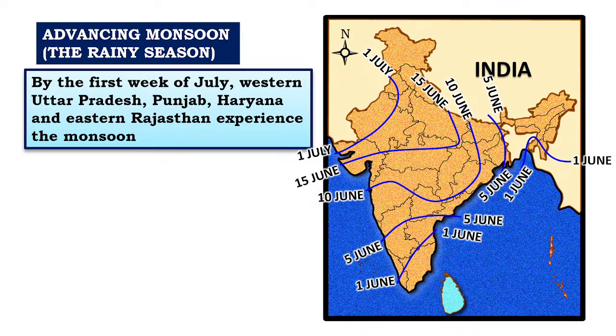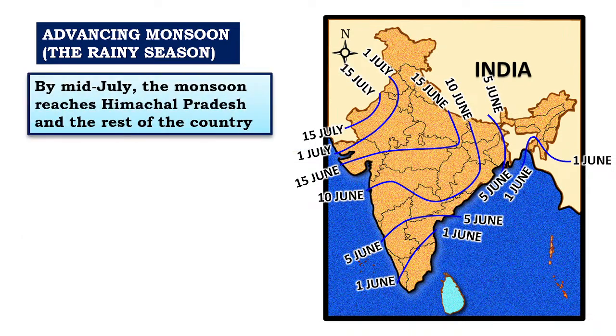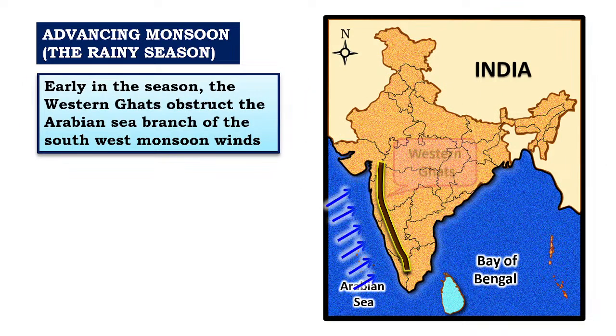But due to the postponement, there will be another 10 days postponement in Delhi and all these places. So this is what happens here in the monsoon. Mid July it goes to Himachal Pradesh and all. And what is the span here? How many days will we have rain? 100 days, that means 3 months. 100 to 120 days we will have rain. This is normal.